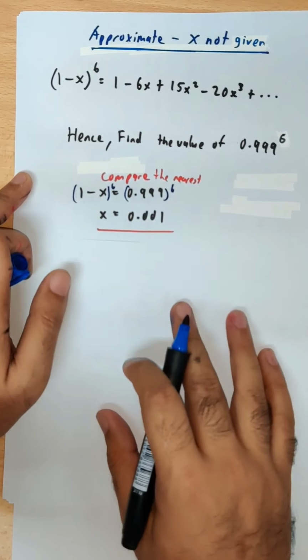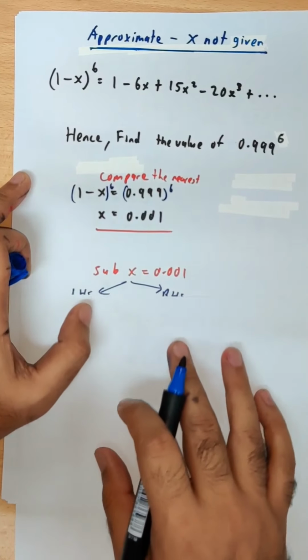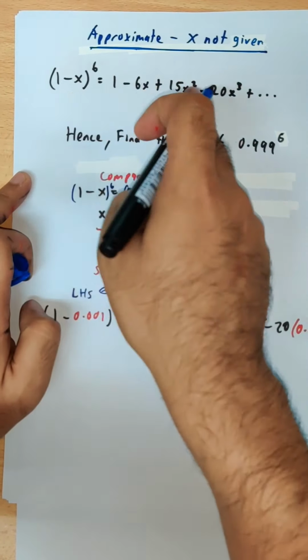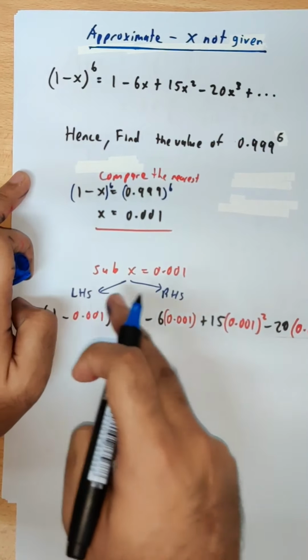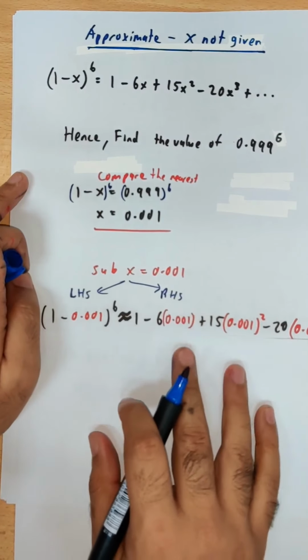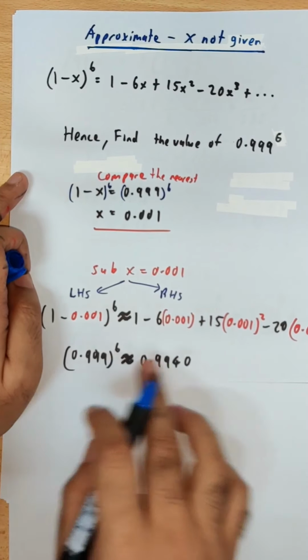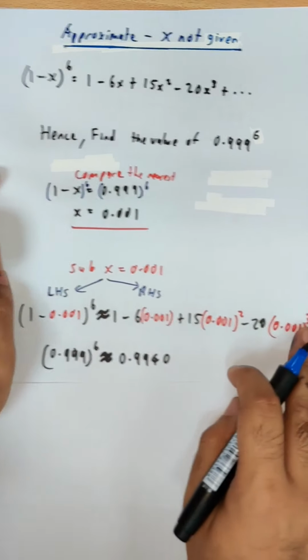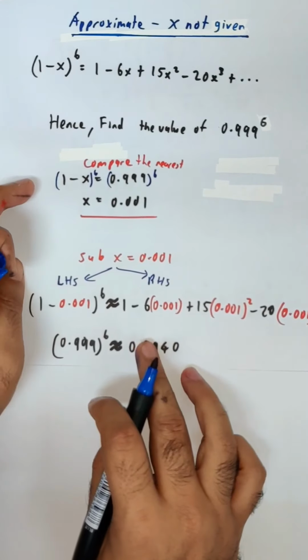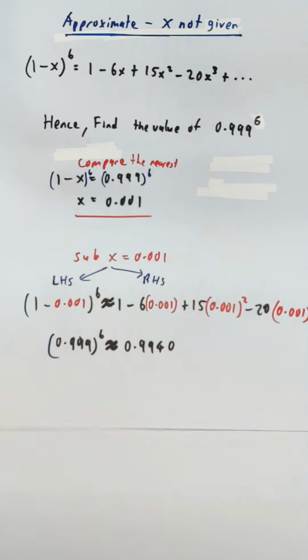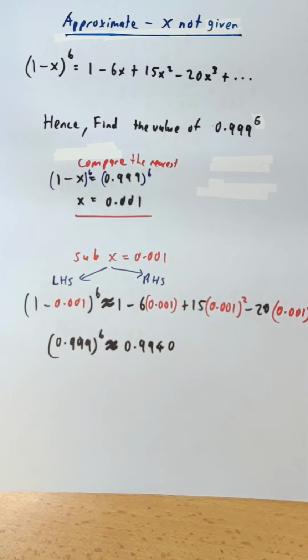Okay, once you find this value of x, you just need to substitute x equals 0.01 into both sides of this equation. We substitute to the left hand side, we substitute to the right hand side, and this is not much of a problem. So you press your calculator over here, and then you find the answers. No biggie. Okay, so let's try the next example.